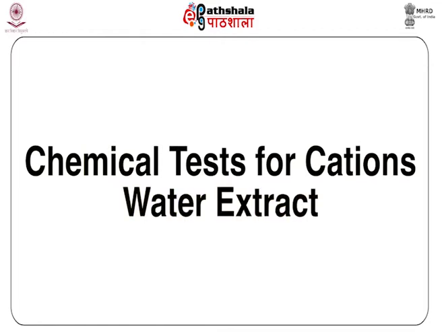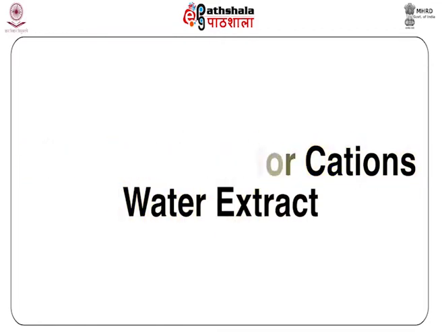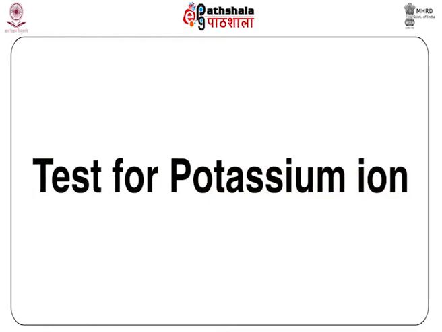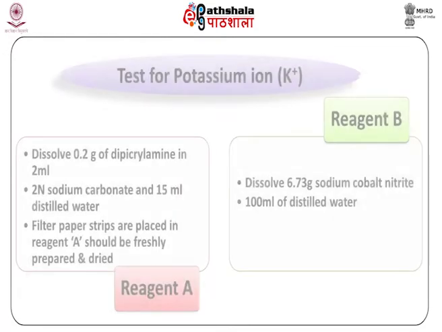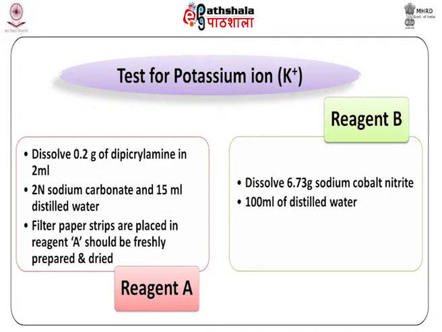Now we will study the chemical tests for cations. First is the test for potassium ion. Reagent A is prepared by dissolving 0.2 grams of dipicrylamine in 2 milliliters of 2 normal sodium carbonate and 15 milliliters of distilled water. Filter paper strips, which are placed in reagent A, should be freshly prepared and then dried.